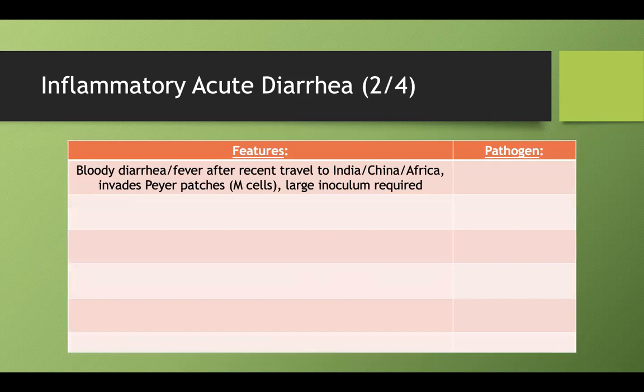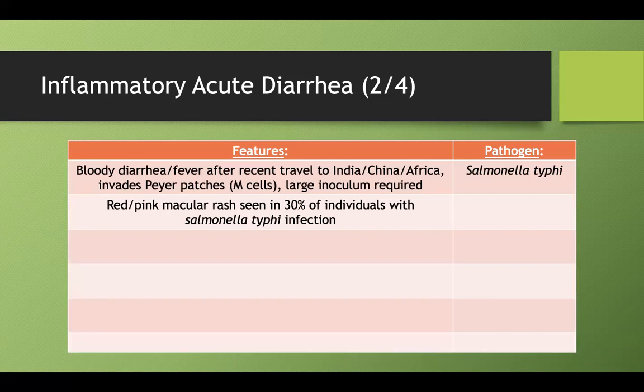How about bloody diarrhea or fever after recent travel to India? India is very heavily tested on this disease, but it could also be somebody traveling to China or Africa. This bacteria invades your Peyer's patches, and you need a very large inoculum. So you need a lot of this bacteria to enter your GI tract to become infected. This is a Salmonella typhi infection.